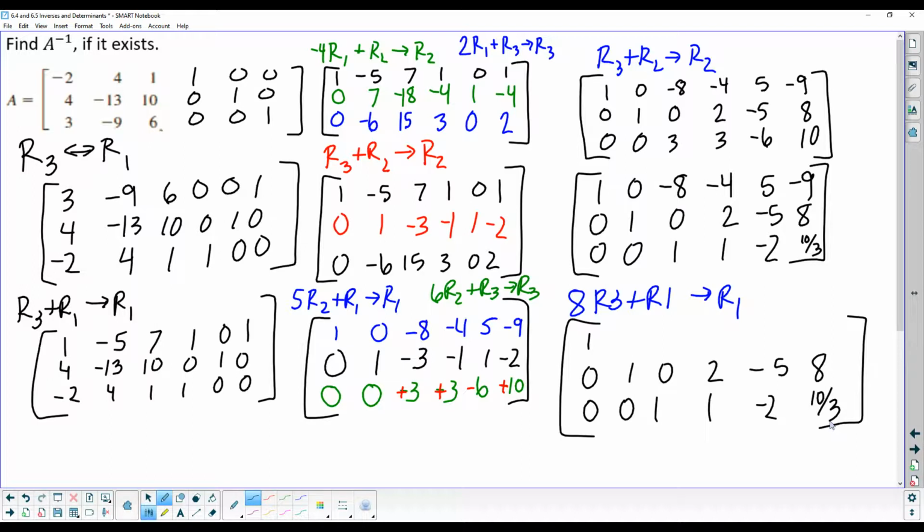So 8 times this plus this is just 1. 8 times 0 plus 0 is just 0. 8 times 1 plus negative 8 is 0. 8 times 1 minus 4 is 4. 8 times negative 2 is negative 16, plus 5 is negative 11. 8 times 10/3 plus negative 9.